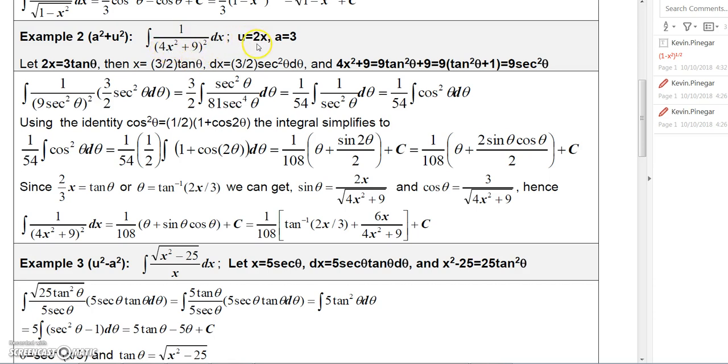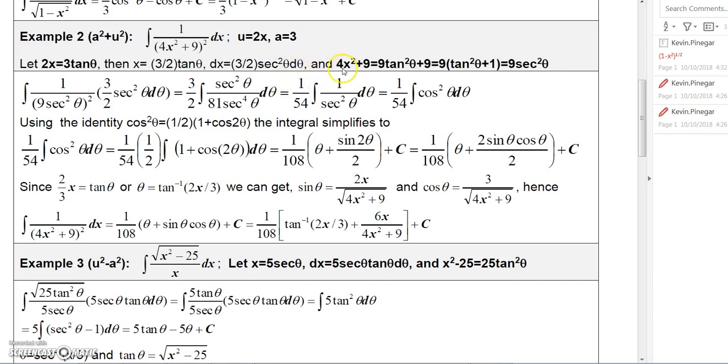And so in that case, what you want to do there is you want to let u, which is my 2x, let that equal a, which is 3 times tangent theta. So in that case, 2x would equal 3 tangent theta. Now let's go ahead and solve for x, so we'll know what x is. X would be, if I divide both sides by 2, 3/2 tangent theta. And then that would mean that dx is 3/2 times secant squared theta d theta, just the derivative.